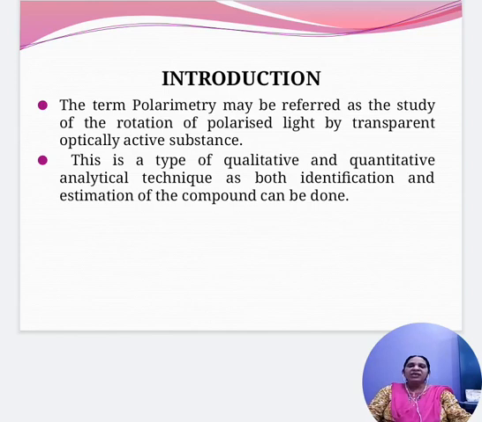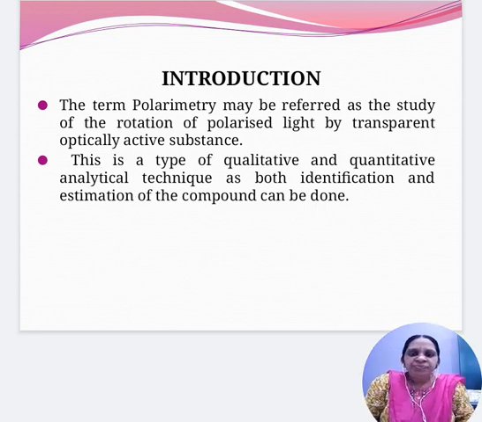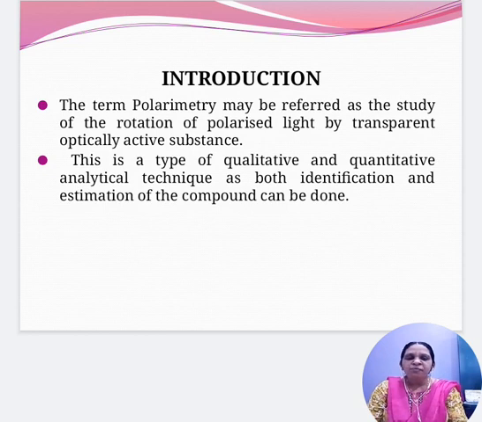So based on these concepts of polarization, and you have understood about polarized and unpolarized light, the concept of polarimetry comes into the picture. So what is polarimetry? The term polarimetry may be referred to as the study of the rotation of polarized light by transparent optically active substances. So there are so many terms used here. Polarimetry is nothing but the study of rotation of polarized light.